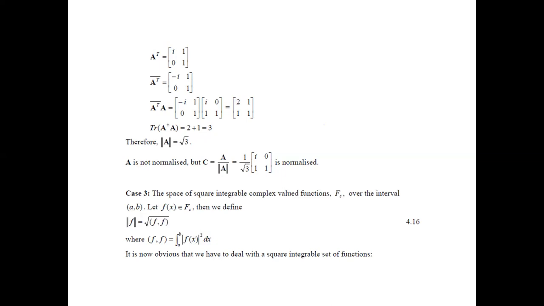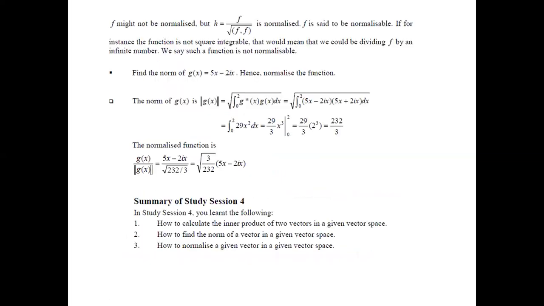You can now see why we have to deal with square integrable functions. Because if f is non-normalized and you divide by the norm, if the norm is infinite, then the new function I'm defining is actually 0. So f might not be normalized, but h, which is f over norm of f, is normalized. f is said to be normalizable. If, for instance, the function is not square integrable, that will mean that we'll be dividing f by an infinite number. You see, such a function is not normalizable.